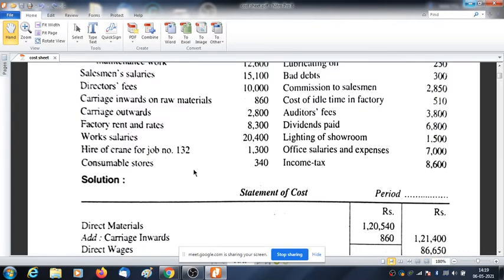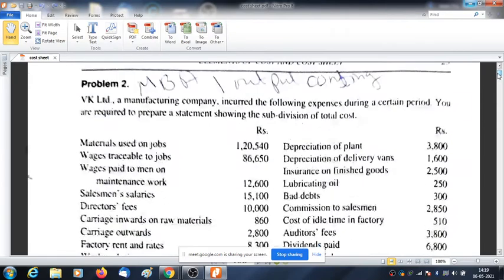Next, consumable stores. What type of expense is it? Sir, I can't understand this consumable. Consumable store means the store that is being used in the factory. Stores means parts and other materials. Okay, so it is an indirect expense. It will come under factory cost.